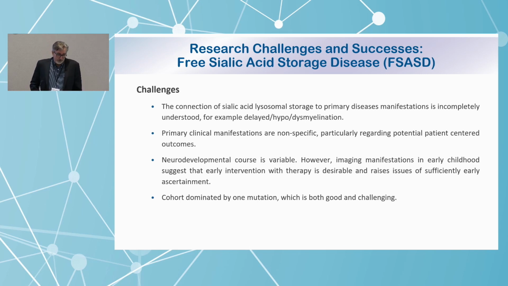So the challenge is familiar to everybody here. The connection between disease manifestations and the cause of the disease is incompletely understood. And the primary clinical manifestations are fairly nonspecific and change slowly over time and vary from one individual to the next. And then the other decision we have to make, I alluded to earlier, is we have at present a cohort that's really dominated by one particular variant. And so should we focus our attention on that variant, or should we work on better ascertainment around the world to understand what the global population looks like?